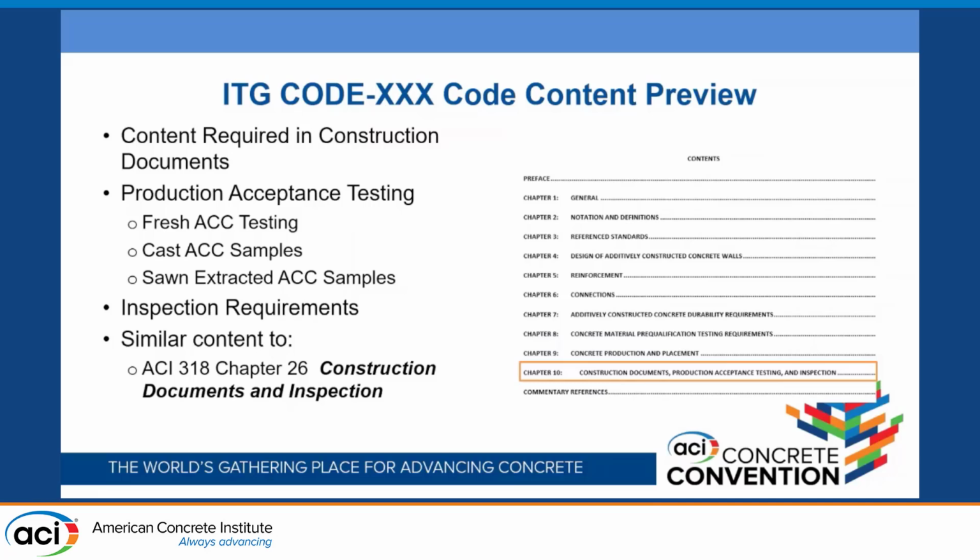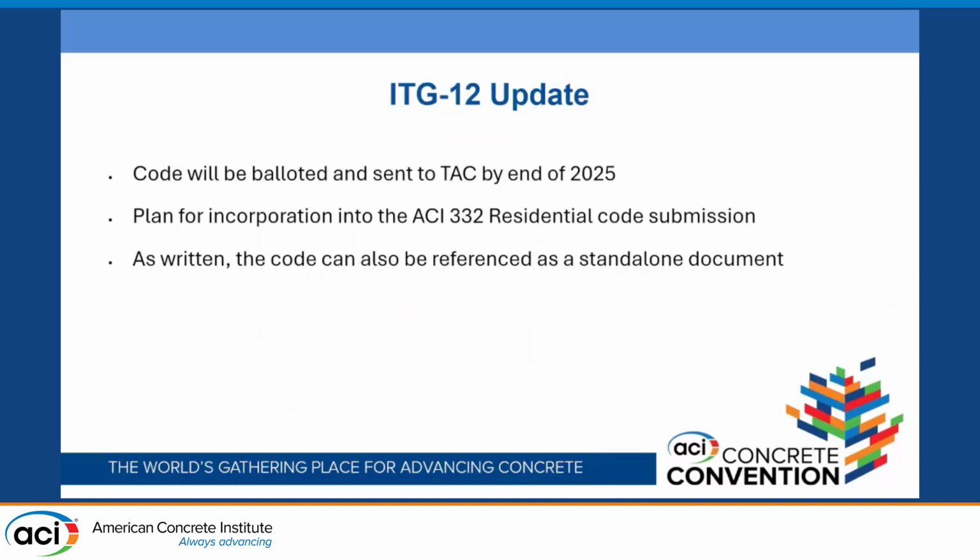So this was a challenging one, but an important one, of course, for everyone who works in concrete to understand. So where are we right now? We met on Sunday for 3.5 hours and had a productive time. Set out a plan to submit our code to TAC by the end of 2025. And that will hopefully allow us to incorporate into 332's residential code submission. But our document is also planning to be written so that it could be referenced as a standalone document as well.